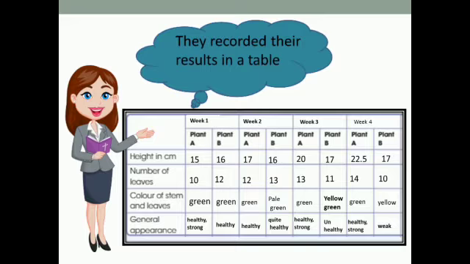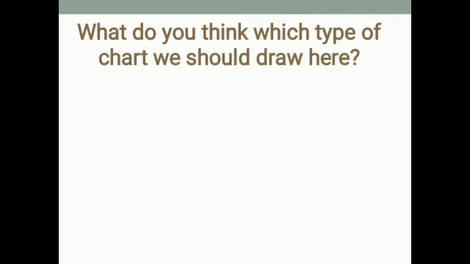They measured the height of the plant, the number of leaves, the color of stems and leaves, and their general appearance. And they recorded all their results in a table. After recording their results, they represented them in a chart. Now tell me, which type of chart should we draw here? Bar chart or line chart?